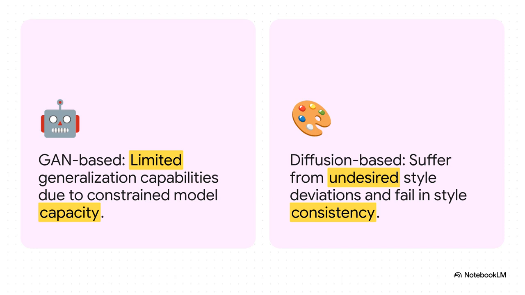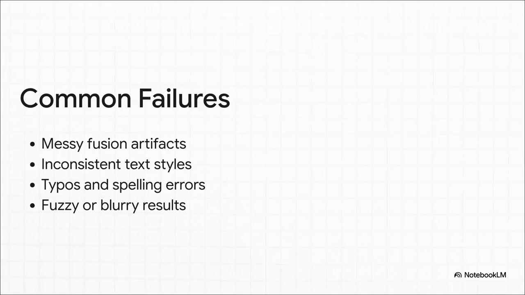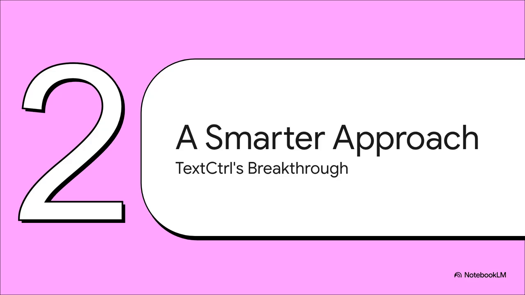A dead giveaway. So, you'd end up with this whole catalog of failures. You'd get these messy digital artifacts, styles that didn't match the original text at all, and, get this, sometimes the AI would literally misspell the word you asked it to write. The results were blurry, they were unconvincing, they just weren't good enough. But now, a new model called TextCtrl has completely changed the game.